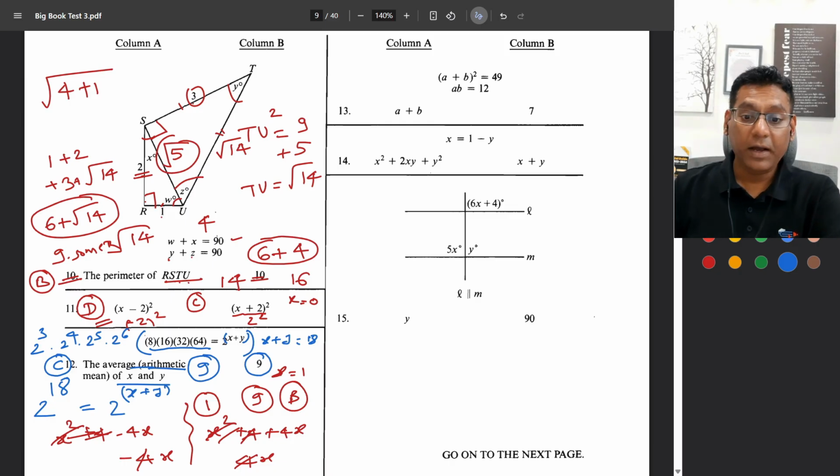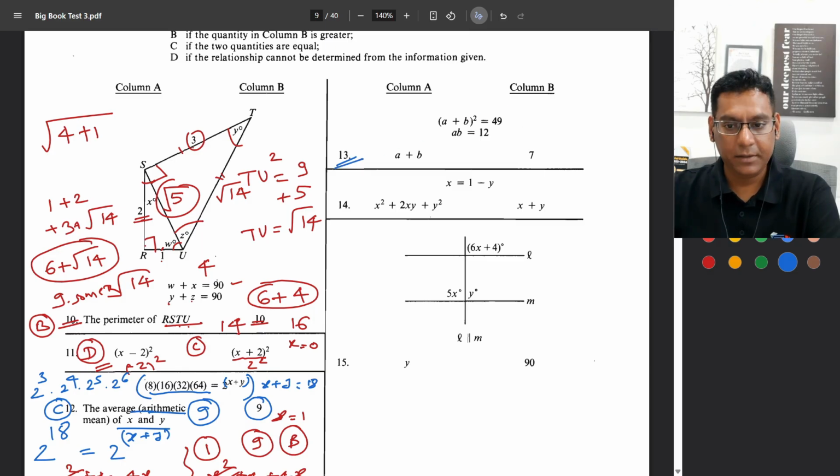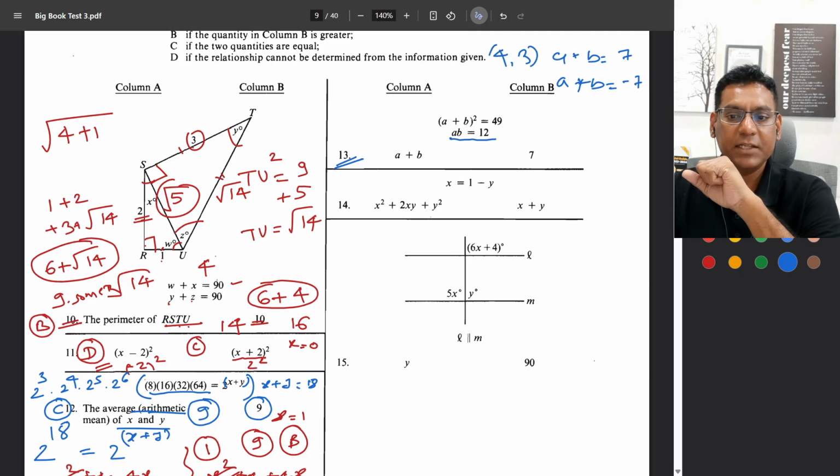Okay, so far I'm finding this pretty straightforward. Let's see. Maybe the graph questions are tough. Okay. Question number 13. A plus b squared is equal to 49. That means a plus b is equal to 7, or a plus b is equal to minus 7. Either way. And ab is equal to 12. Okay. So let's look at the positive numbers only. A plus b is equal to 7, and ab is equal to 12. That means I'm going to get 4, 3 as one solution.